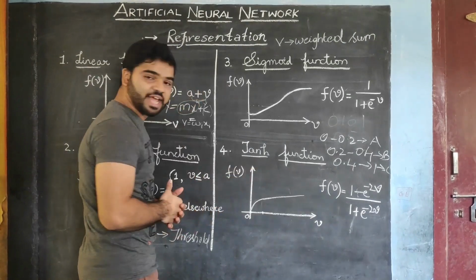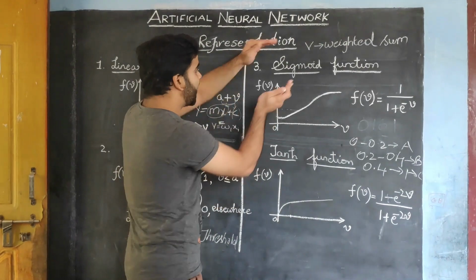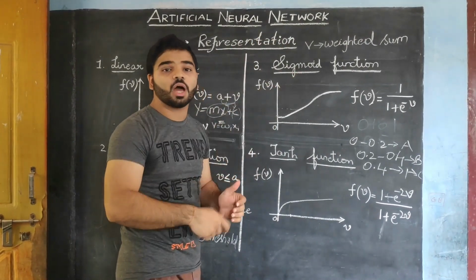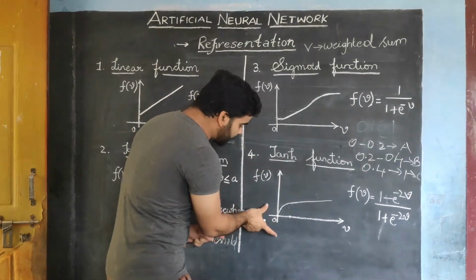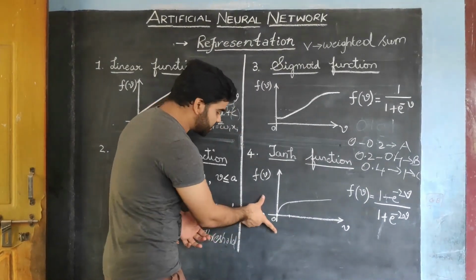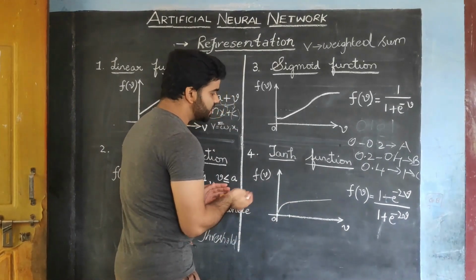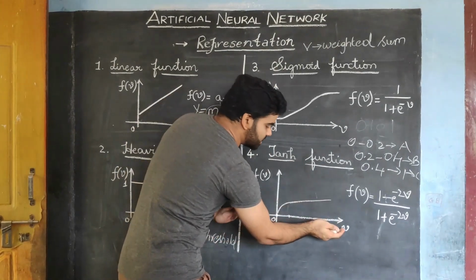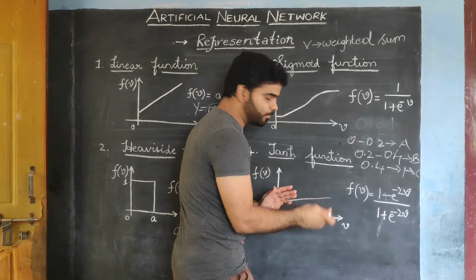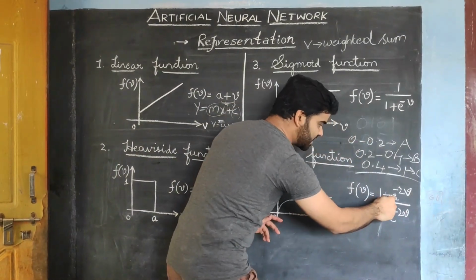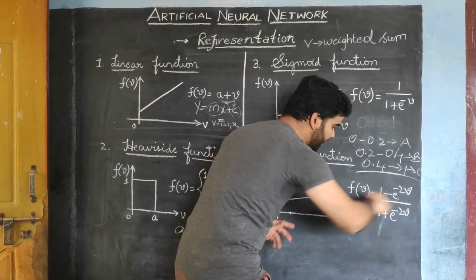Now let us get into the tanh activation function. The similarities between the tanh activation function and the sigmoid activation function are many. For better understandability, we have compressed this graph from 0 to 1. Now in this tanh function, same as the sigmoid function, we have considered v on the x-axis and f of v on the y-axis, where the output will be 1 minus e power minus 2v by 1 plus e power minus 2v.